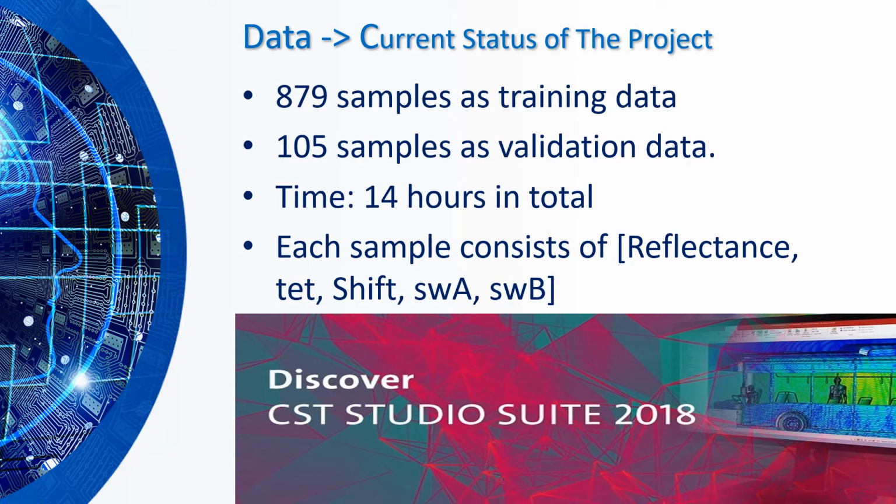And we have generated 879 samples so far as training data. Training data means we are going to put those data into our model in order to train it. But we also generate 105 samples as validation data. Validation means those data cannot be seen by the model. We are not going to use those data to train our model, and they are used to evaluate the performance of our model.